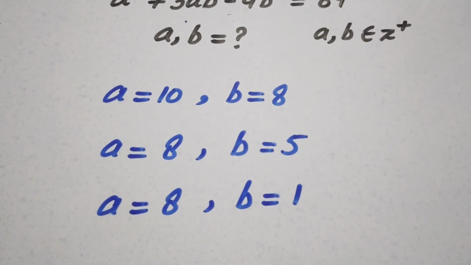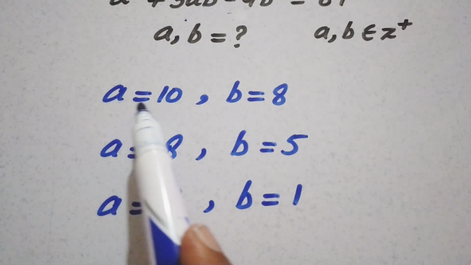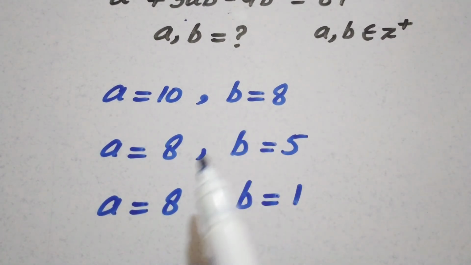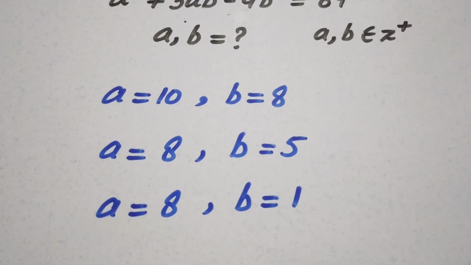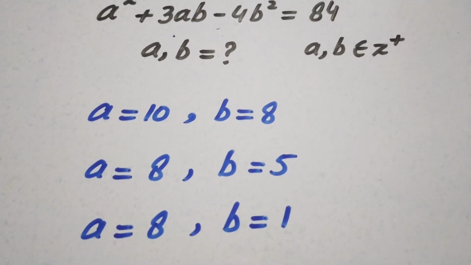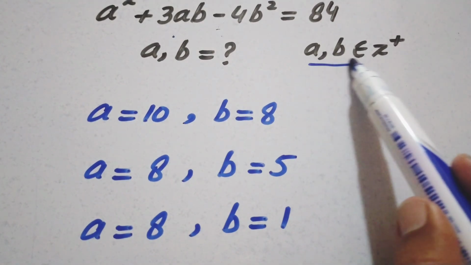Hence we have three pairs of solutions. When a is equal to 10, b is equal to 8; when a is 8, b is 5; and when a is 8, b is 1. All three pairs of solutions belong to positive integers.